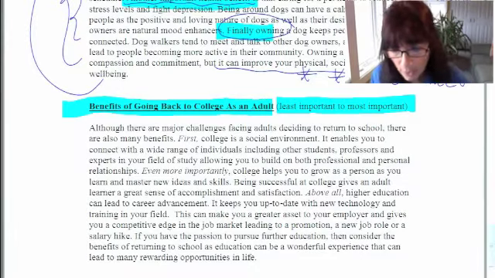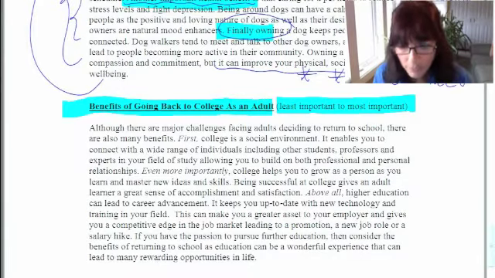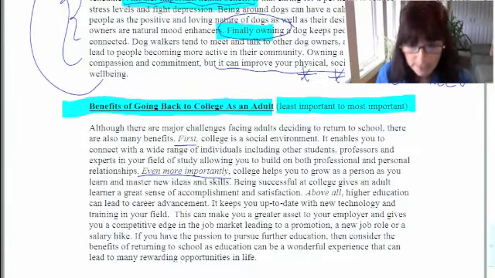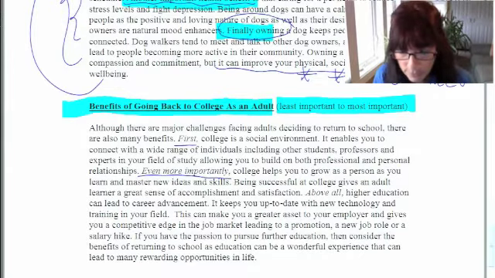Let's read through together. Although there are major challenges facing adults deciding to return to school, there are also many benefits. First, college is a social environment. It enables you to connect with a wide range of individuals, including other students, professors, and experts in your field of studying, allowing you to build on both professional and personal relationships. Even more importantly, college helps you to grow as a person as you learn and master new ideas and skills. Being successful at college gives an adult learner a great sense of accomplishment and satisfaction.